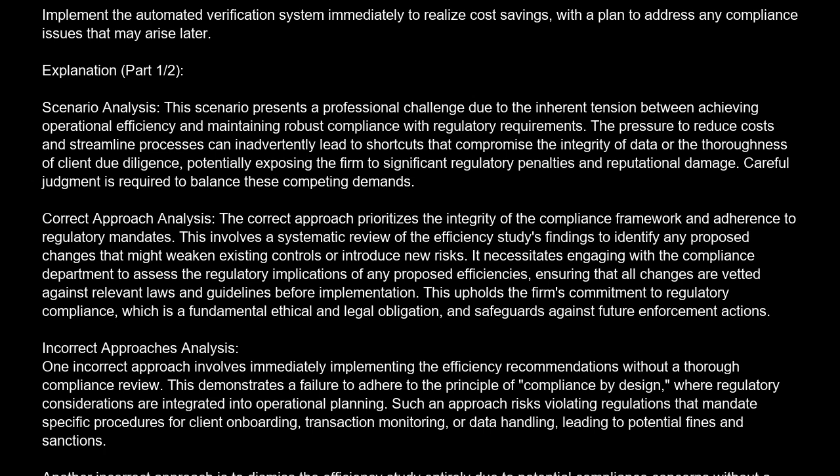This upholds the firm's commitment to regulatory compliance, which is a fundamental ethical and legal obligation, and safeguards against future enforcement actions. Incorrect approaches analysis. One incorrect approach involves immediately implementing the efficiency recommendations without a thorough compliance review. This demonstrates a failure to adhere to the principle of compliance by design, where regulatory considerations are integrated into operational planning. Such an approach risks violating regulations that mandate specific procedures for client onboarding, transaction monitoring, or data handling, leading to potential fines and sanctions.